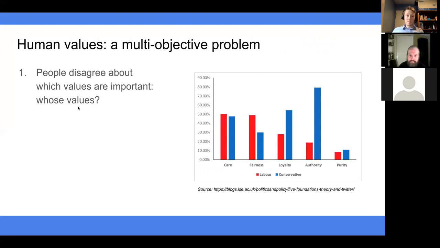So people also disagree about which values are important. And this is one reason why we want to model human values as a multi-objective problem. The graph on the right is some data collected in the UK from supporters of the Labour Party and Conservative Party, looking at the relative importance they give to different moral values. These five foundations you see here, care, fairness, loyalty, authority, and purity, come from the moral psychologist Jonathan Haidt's work on human values. And what we see is that across these five basic psychological foundations of human morality, people who support each party have quite different weightings on how important they think various features of morality are.